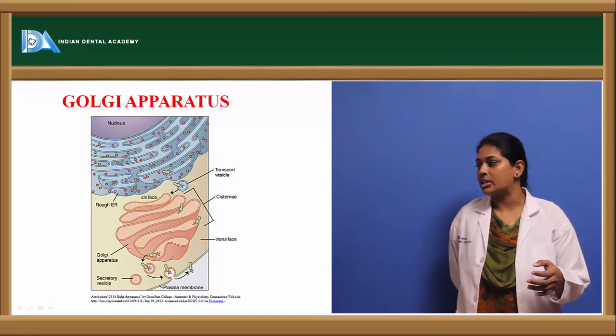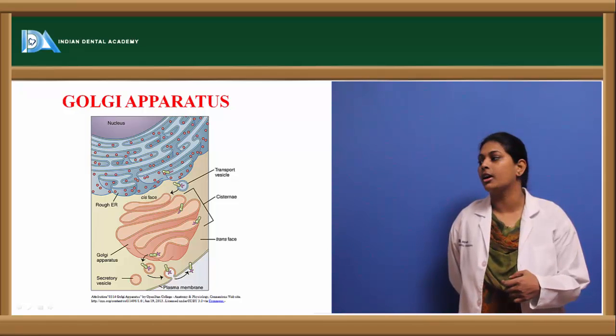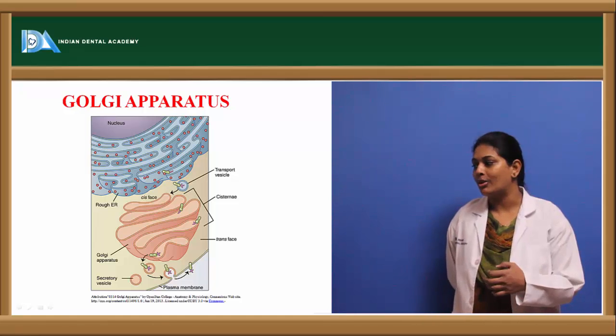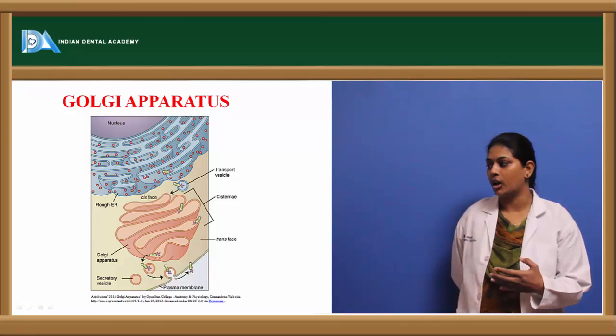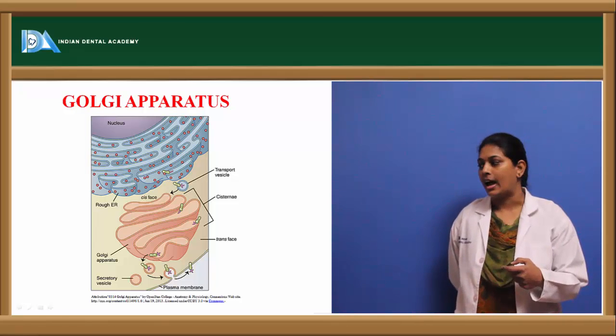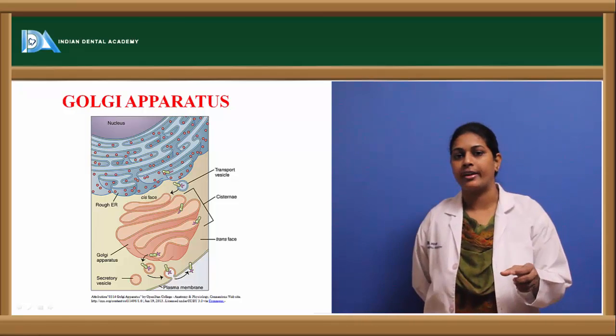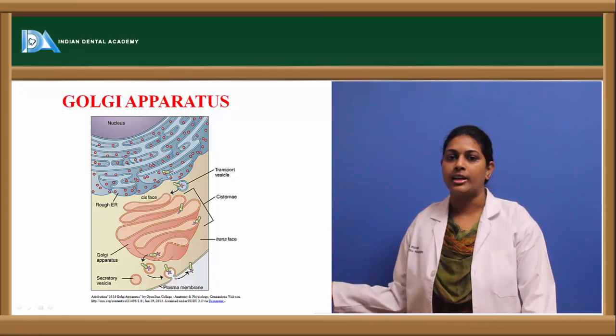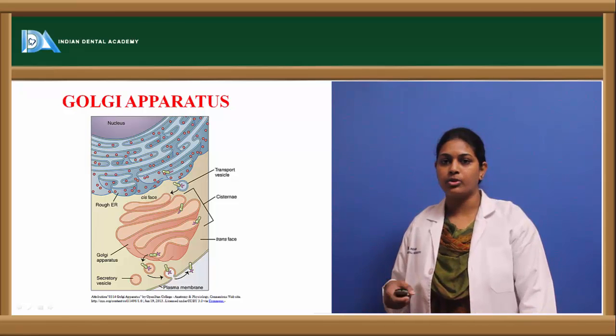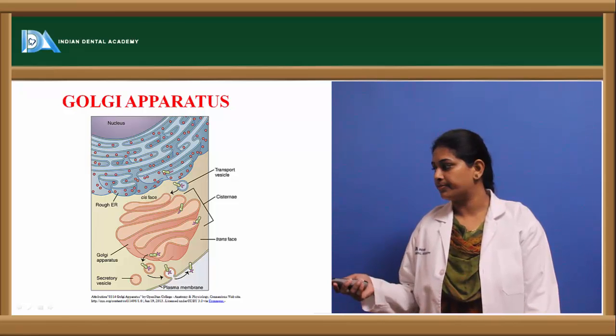From there, they pass to the cisternae, that is the medial part of the Golgi apparatus. From there, they move out from the exterior part of the Golgi apparatus, that is the trans face, and from there they travel in secretory vesicles and are expelled out through the plasma membrane to their destination.